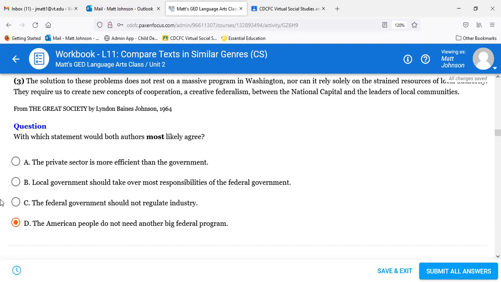Local government should take over most responsibilities of the federal government. That is not anything mentioned here. That's not the feeling you get from Johnson. And then the federal government should not regulate industry. That's kind of out of bounds of what we're talking about here. But again, that's something you don't necessarily see with Johnson. And that sort of leaves this idea that the American people do not need another big federal program. So D, as in dog, there for 6.